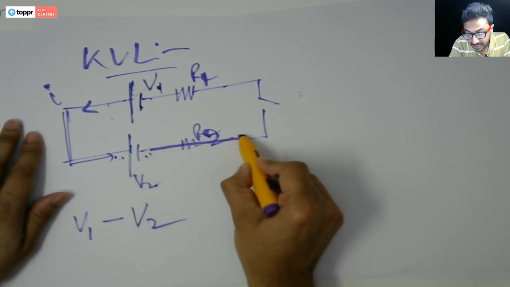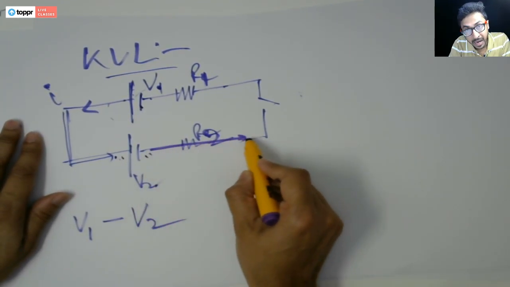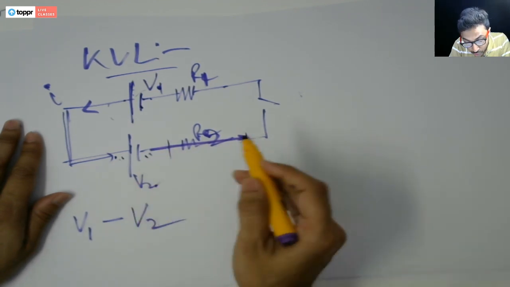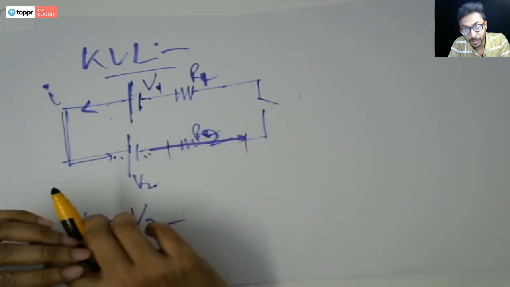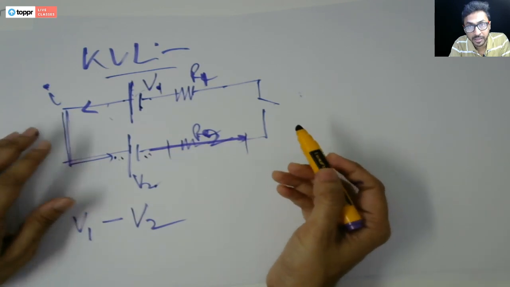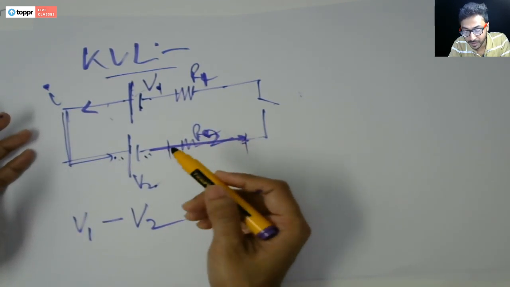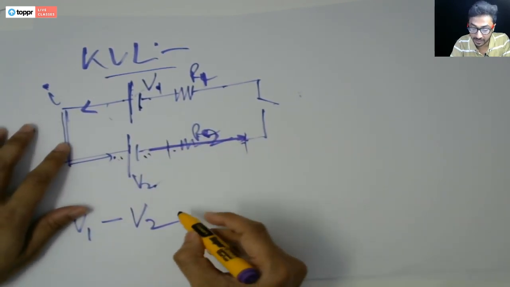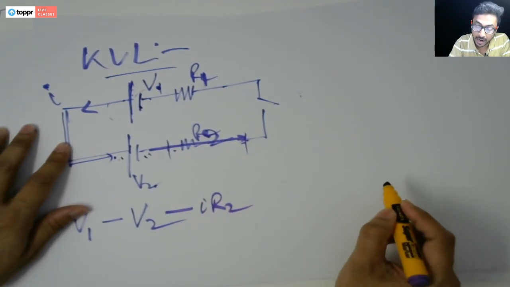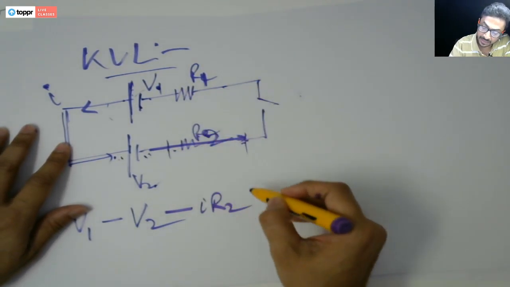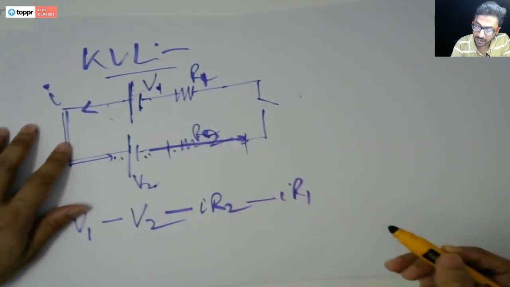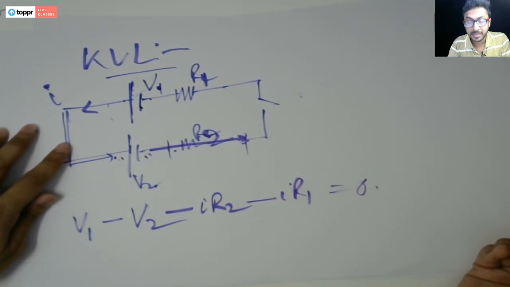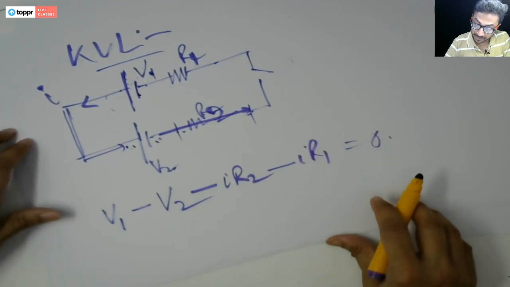Now, as the current is moving through this R2, there is a potential drop. This potential drop is nothing but I into the resistance, that is minus IR2, and this will be minus IR1. This will become 0. So now we can easily calculate this.